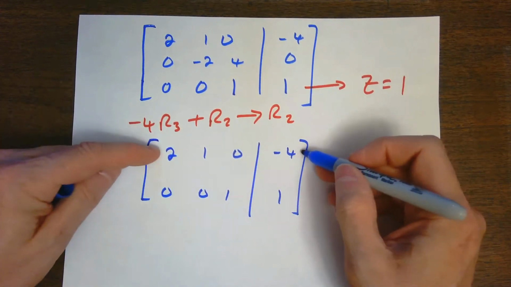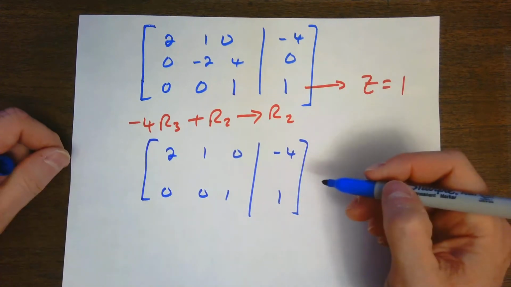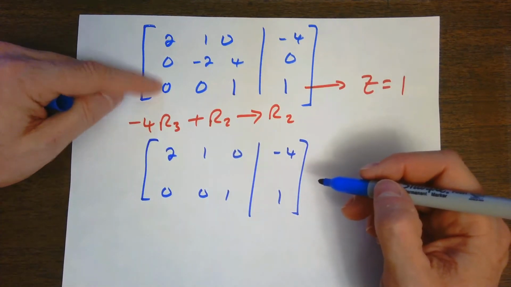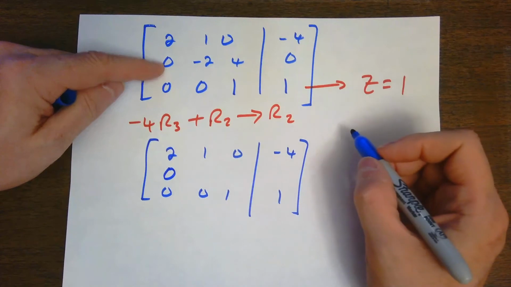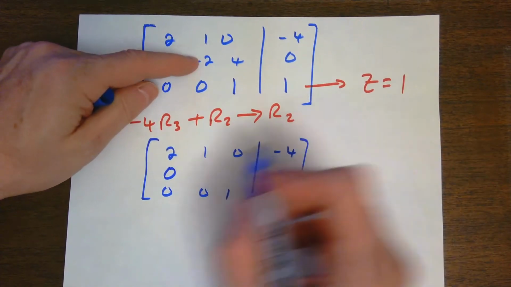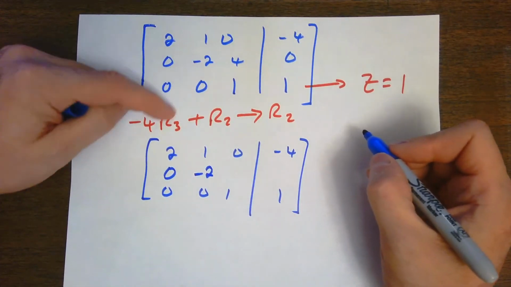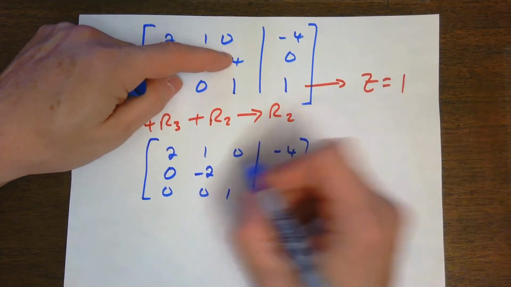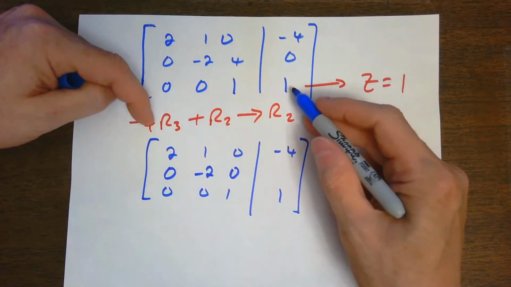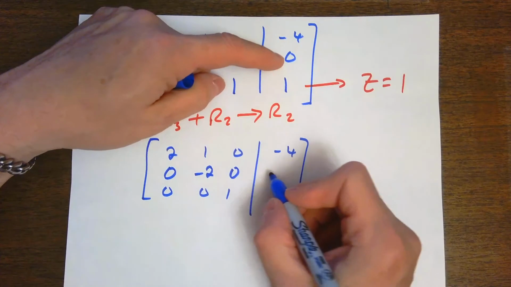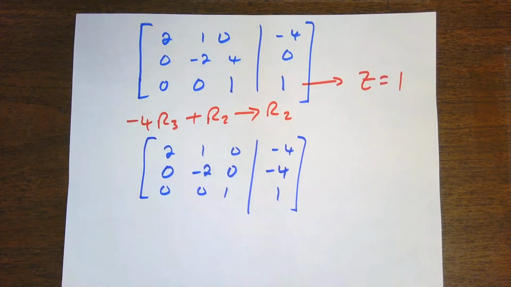I'm not changing rows 1 and 3. I'm only changing row 2. Negative 4 times 0 is 0, plus 0 is 0. Negative 4 times 0 is 0, plus negative 2 is negative 2. Negative 4 times 1 is negative 4, plus 4 is 0. Negative 4 times 1 is negative 4, plus 0 is negative 4. What's next?